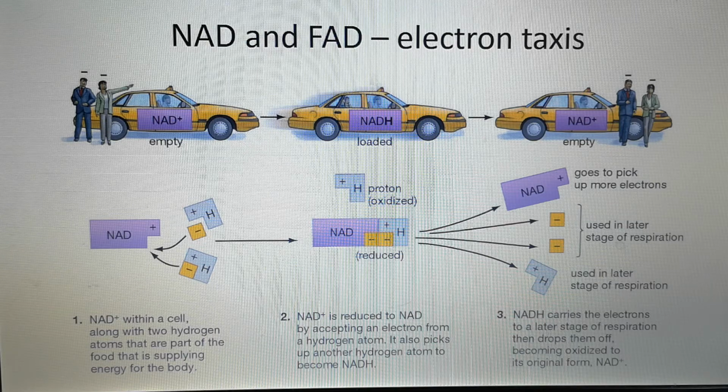So NAD and FAD carry electrons from the glucose molecule, which is gradually being disassembled and having all of its energy taken out of it, and they carry those electrons to the electron transport chain, where all the energy in those electrons can be used to phosphorylate ADP. So NAD and FAD, electron taxis.